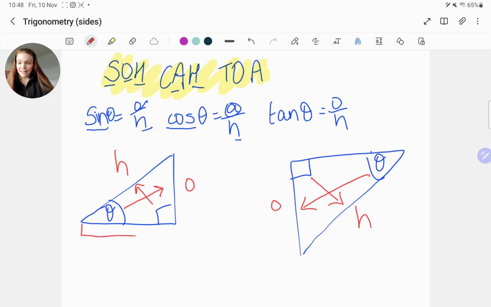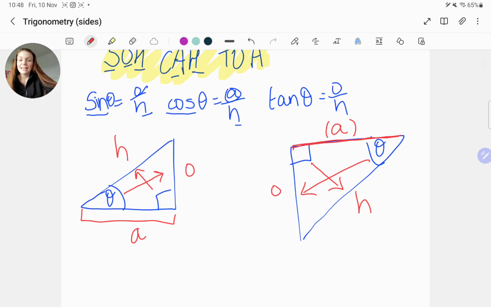And then the side that lies beside the two angles, so the right angle and theta, is adjacent, because adjacent means beside. Or if you can't remember that one, just remember it's the one that's left. So in this one, there's the right angle, there's the angle. On the same side beside those is the adjacent, or the one that's left. Okay, because some people find that one hard to remember.